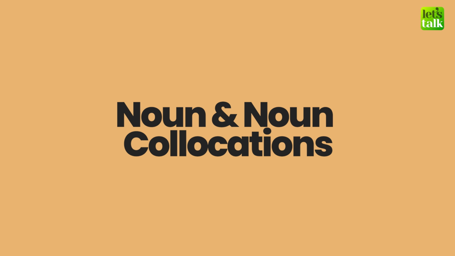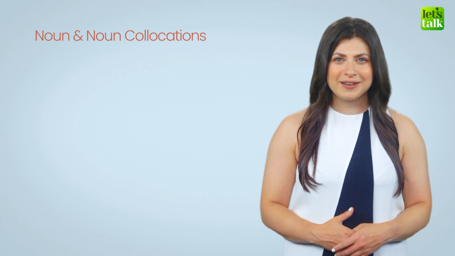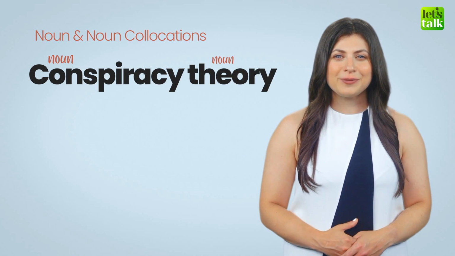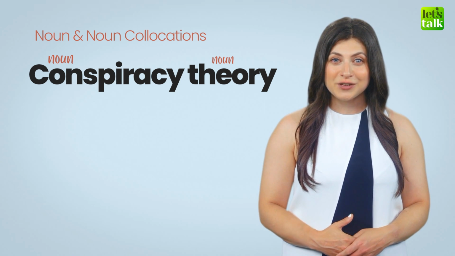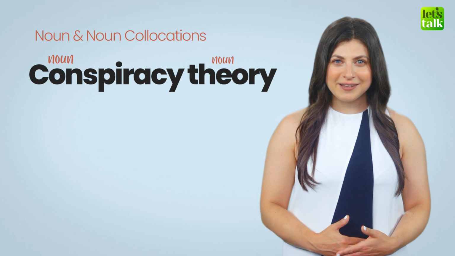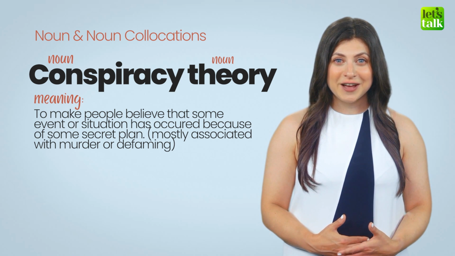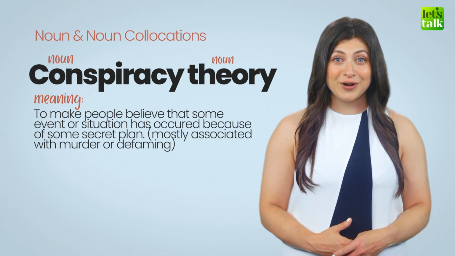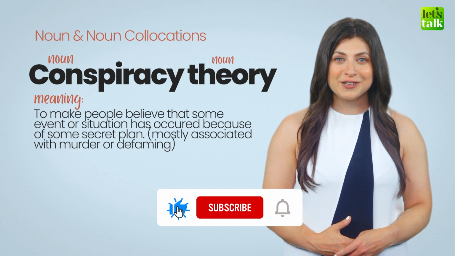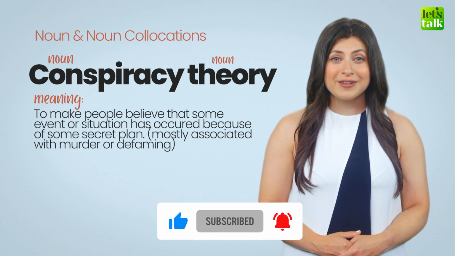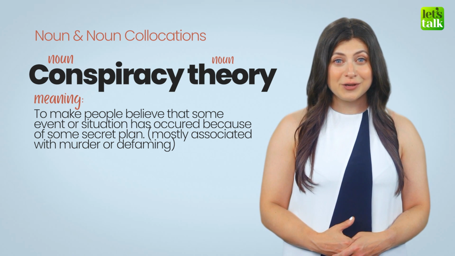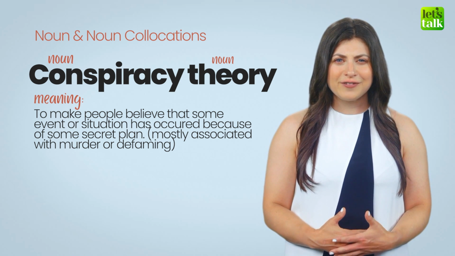Up next are noun and noun collocations. The first collocation in this category is conspiracy theory. I am sure you have heard this collocation in a news report. It means making people believe that an event or a situation has occurred because of some secret plan or some powerful people are behind such events. It's mostly associated with some suspicious events, such as a murder or defaming a public figure.